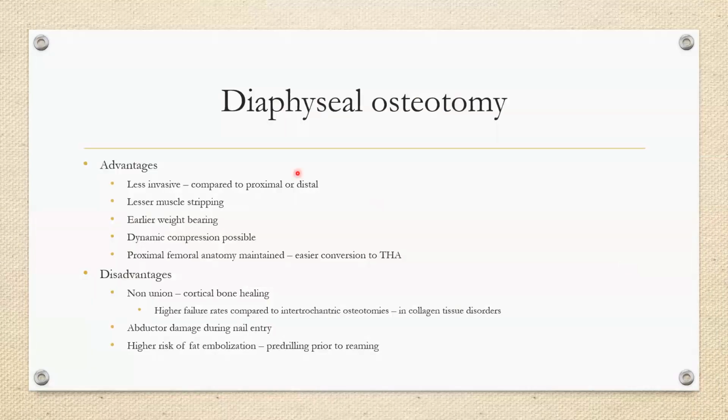The main advantage of diaphyseal osteotomy is the same as with nailing as compared to plating. It is less invasive, with less muscle stripping, and early weight bearing is allowed. Dynamic compression is possible since a nail is used. More importantly, the proximal femoral anatomy is maintained, which allows easier conversion to total hip replacement in the future. The disadvantage is that it is an osteotomy of cortical bone, not cancellous bone, so as compared to proximal or distal osteotomies, it has higher nonunion rates and abductor damage during nail entry.